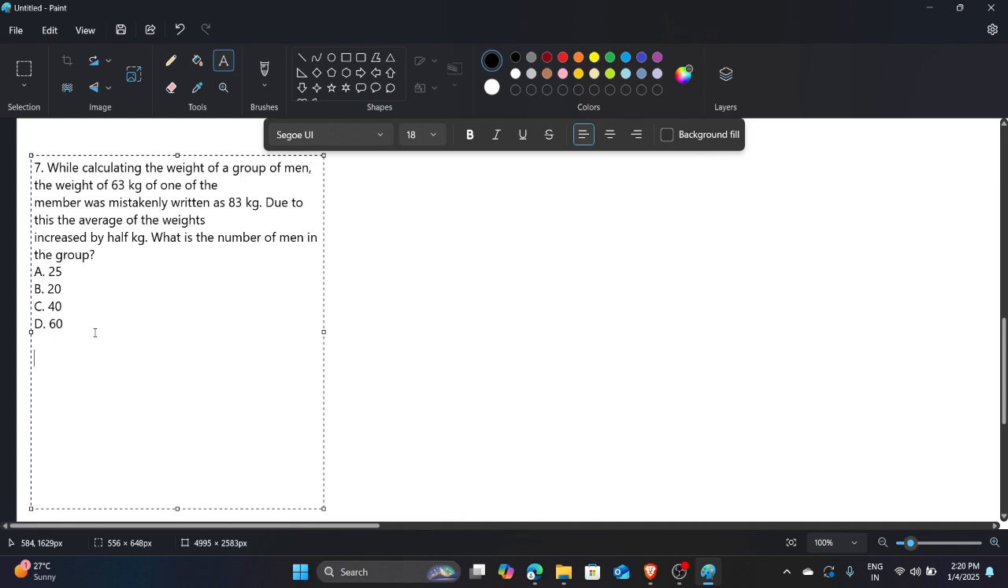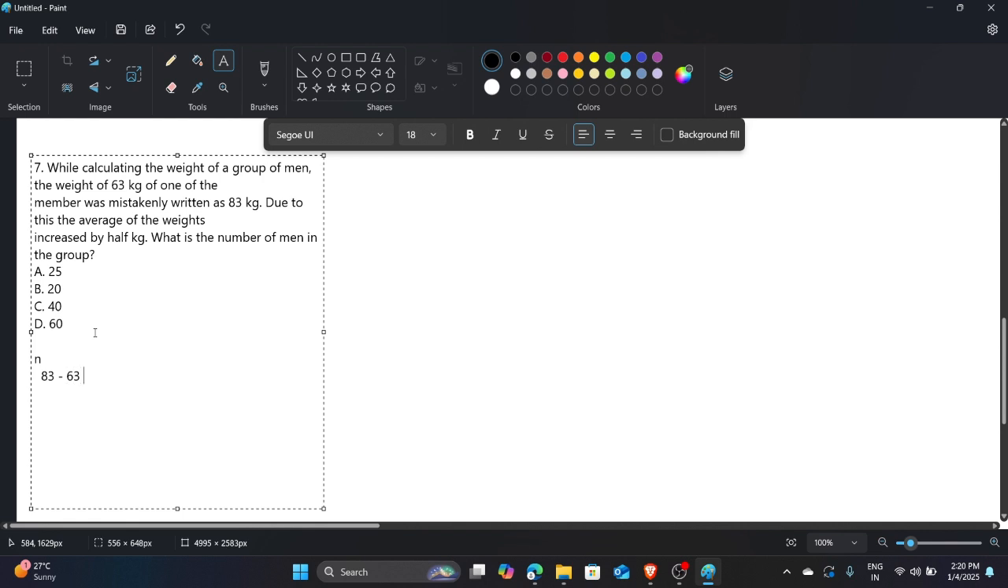So this is simple. Suppose there is n number of men, and they have some total weight, so their average is also something. So one man that is of 63 kg is written by mistake as 83.